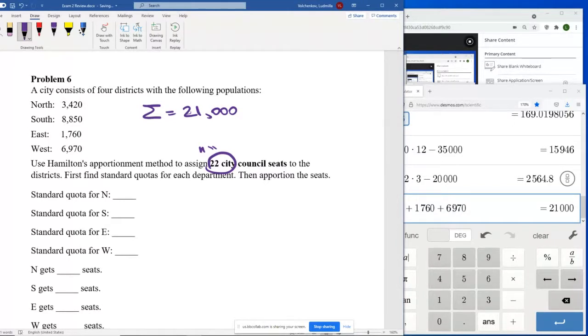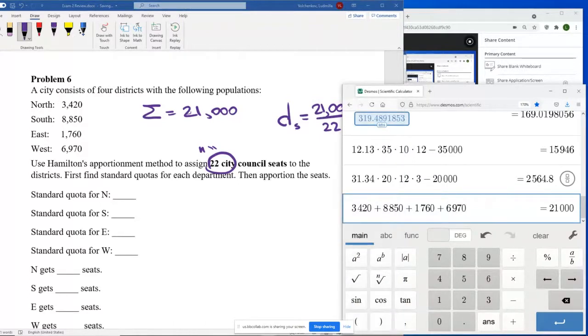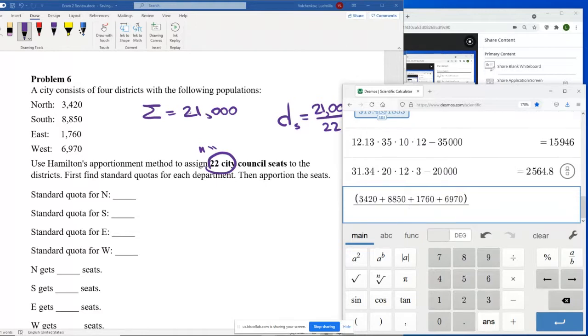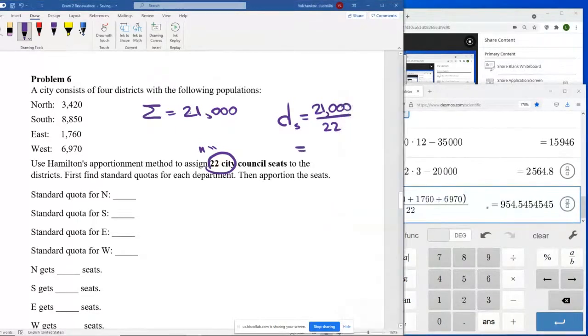Let us use it in a new way. So the standard divisor. Let us find the standard divisor for this apportionment, the total population divided by the number to assign. Let us put it in parentheses and divide by 22. So the standard divisor for this apportionment is 954.55. We don't need more than 5 digits. Okay, and now we determine every district's standard quota.